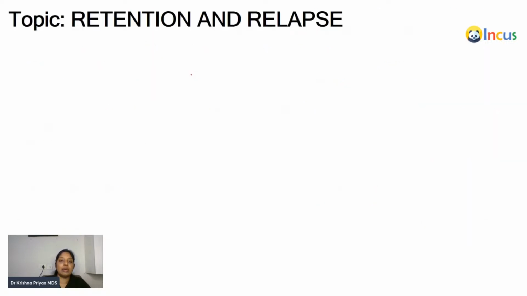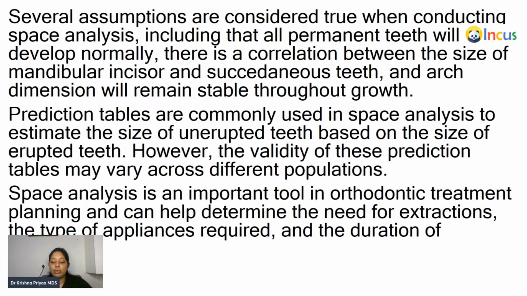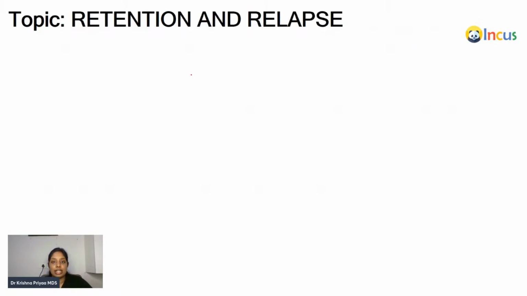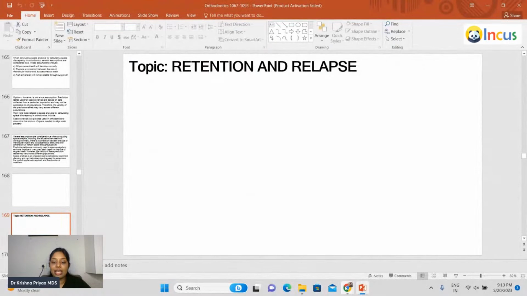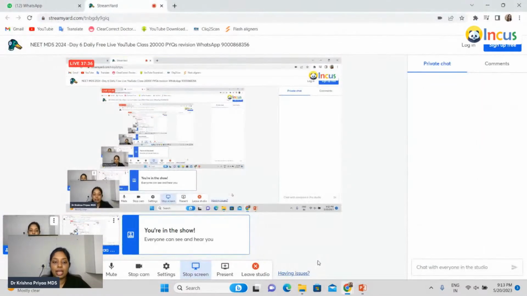Okay. With this, we come to the end of today's session with respect to all kinds of model analysis, and tomorrow we'll be seeing about retention and relapse. If you have any doubts regarding the same, kindly put them up in the comment section so that I can identify them, and we'll let you know.